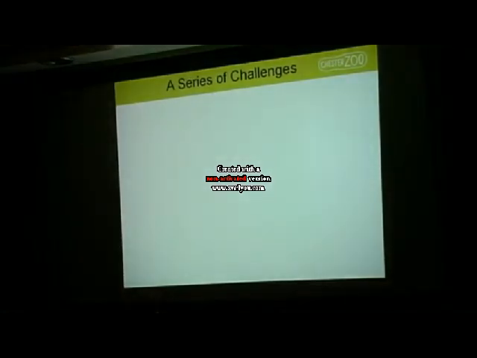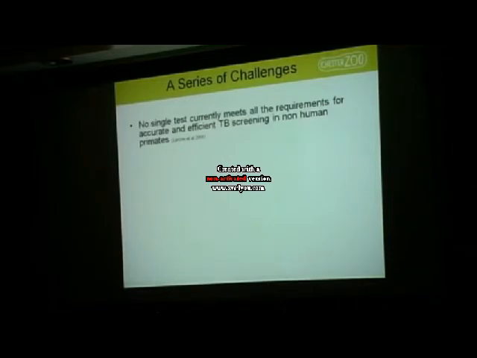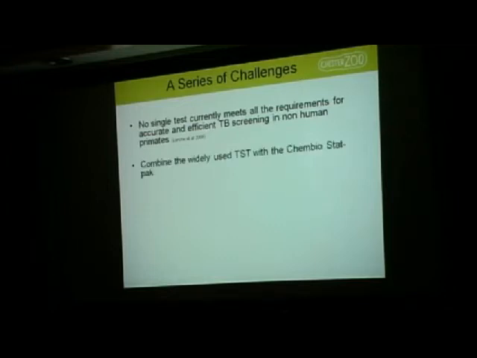So we have a series of challenges. Let's say on top here. There's currently no single test that meets all the requirements for accurate and efficient tuberculosis screening in non-human primates. The most common one used at the moment is the tuberculin skin test, and that is certainly not validated. So we have the thought of combining the widely used skin test with the ChemBio STAT-PAK. Together, we may be able to increase the sensitivity and specificity of both tests.